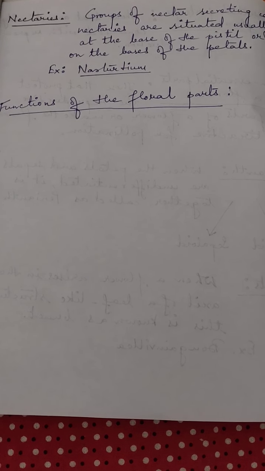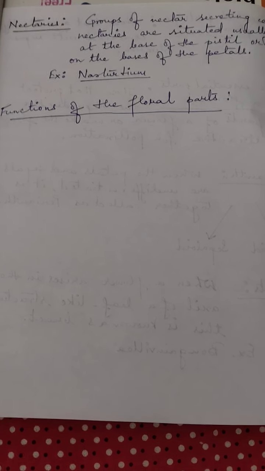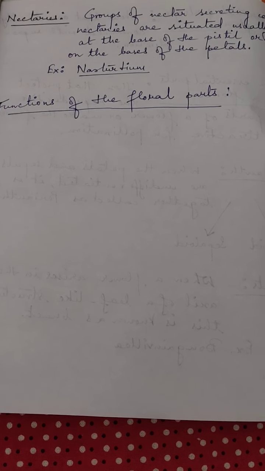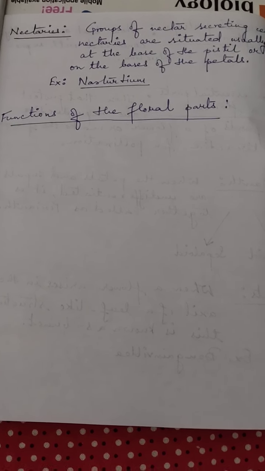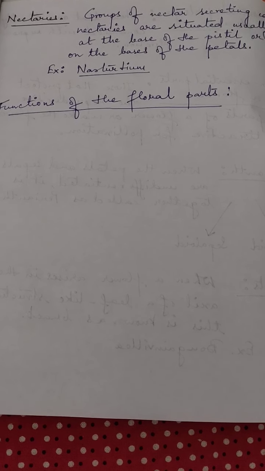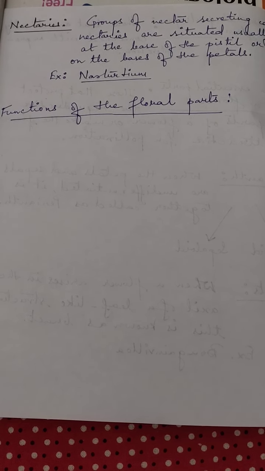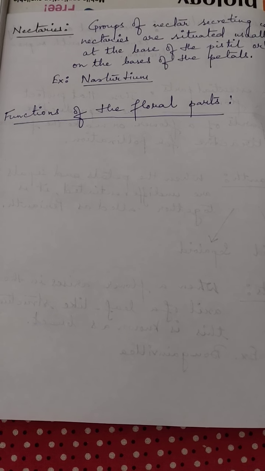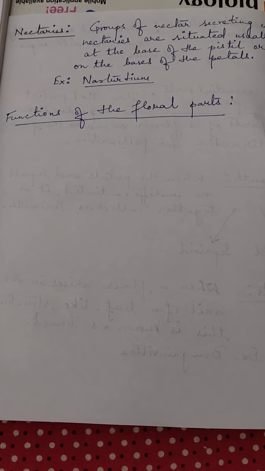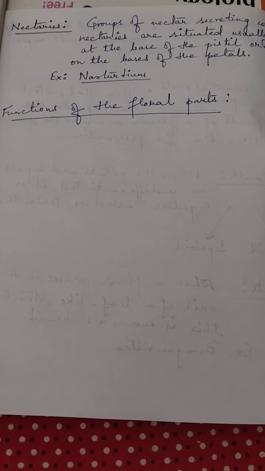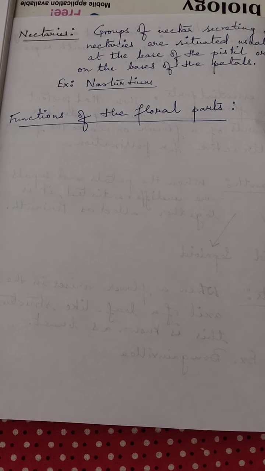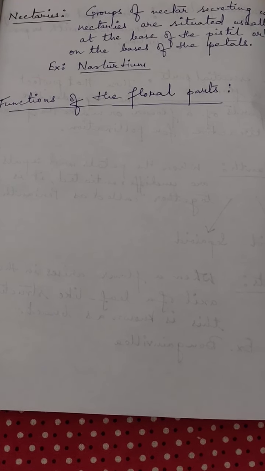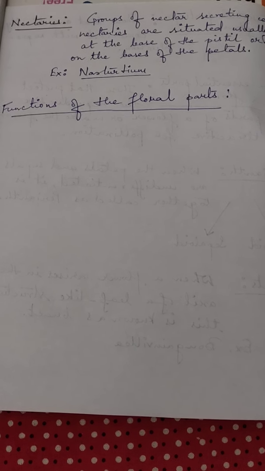Like calyx, as we have seen in the diagram, it is green in color. So we all know that green means they will definitely perform photosynthesis and they will protect the young flowers. Corolla, because they are very attractive, colorful petals, will attract insects for pollination, which is very important for reproduction. And for both the calyx and corolla, two sets of terms we have to remember. One is polysepalous, gamosepalous, another is polypetalous and gamopetalous. Now you have to remember that poly means free and gamo means fused. They cannot be separated.